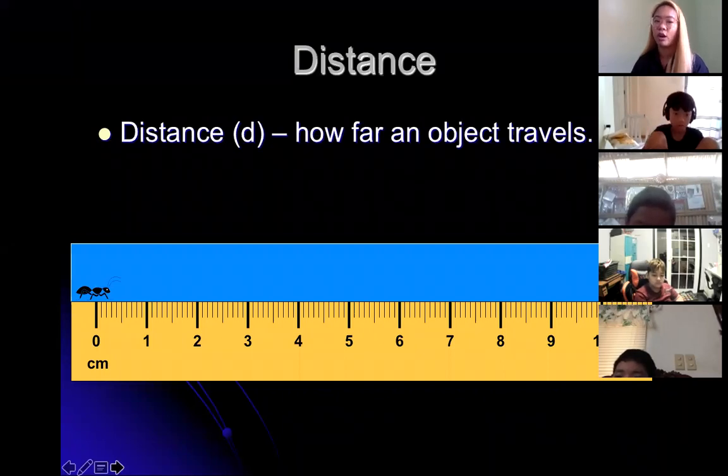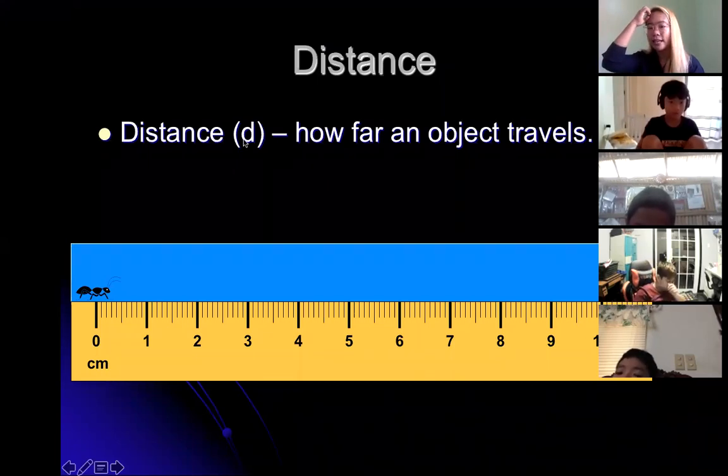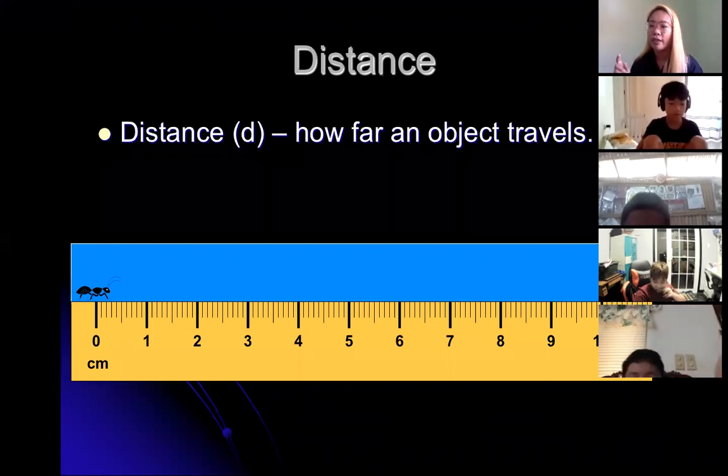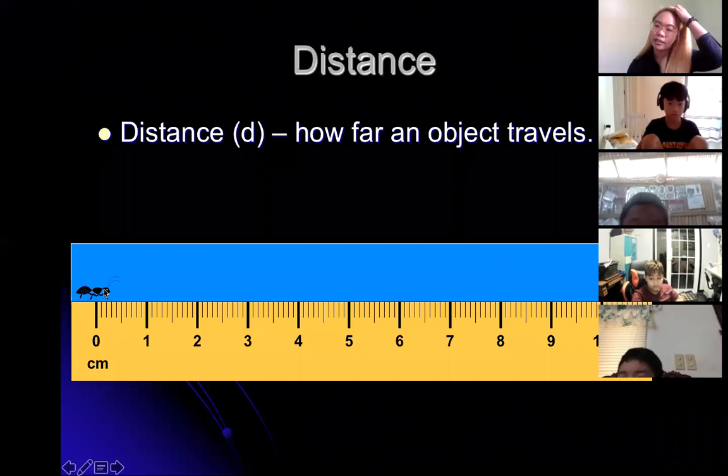Okay, so now let's start with distance. It says here, distance, short, small letter d, is basically how far an object travels. Okay, so how far it has traveled. So in order to measure distance, we need to have a starting point and an end point. So the starting point, for example here, if you will see the ant, the starting point is around 0 centimeter.